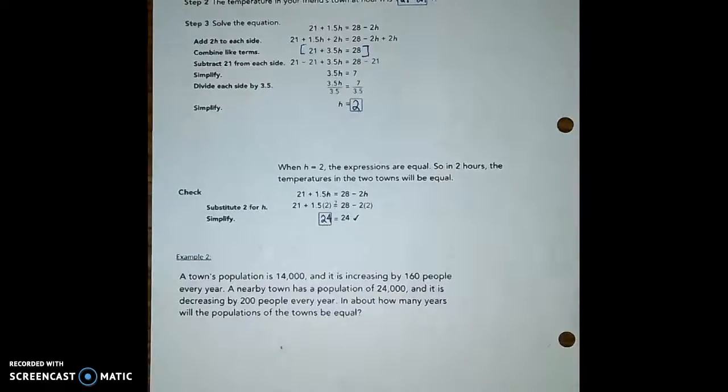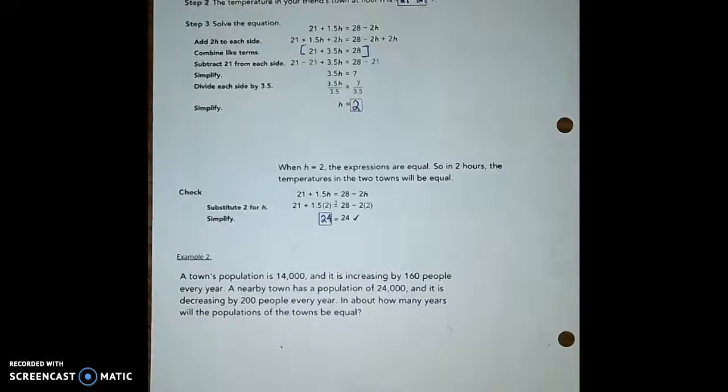The very last example says a town's population is 14,000 and is increasing by 160 people every year. A nearby town has a population of 24,000 and it is decreasing by 200 people every year. In about how many years will the populations of the towns be equal? So we're looking for expressions that represent the population of each town, and then we're going to set them equal to each other. So let's start with the first town.